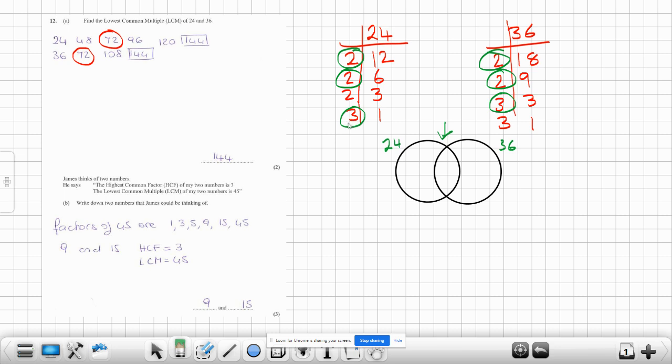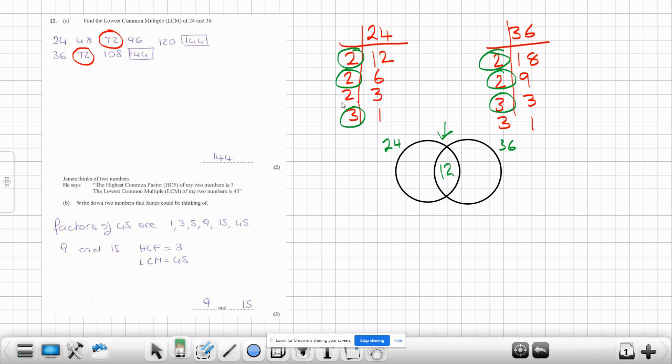Don't add them up. Remember, if we're looking at factors, then we're also looking at multiples. Factors are divisions, multiples are multiplication. So 2 times 2 times 3 is what they've got in common, and that gives us 12. So that is the figure that would be in the middle.